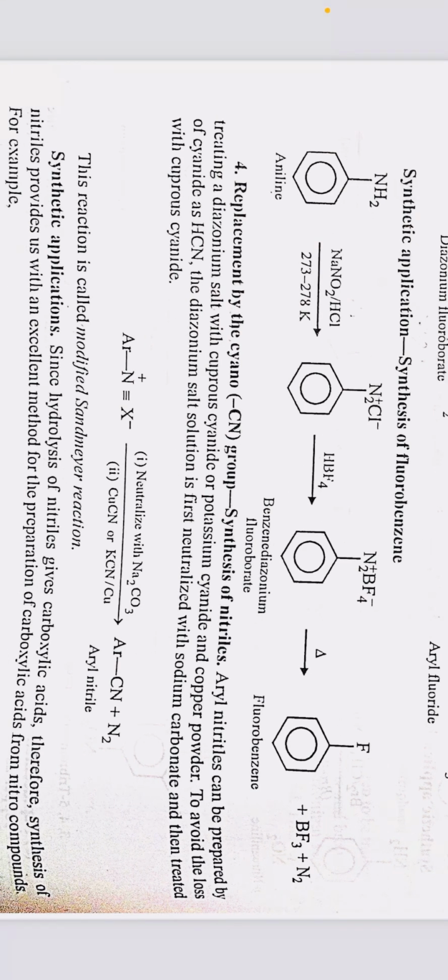Replacement by the cyano (-CN) group, that is the synthesis of nitriles. Aryl nitriles can be prepared by treating a diazonium salt with cuprous cyanide, or potassium cyanide and copper powder.